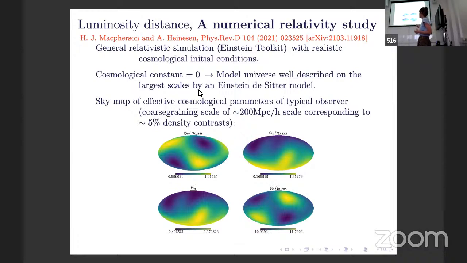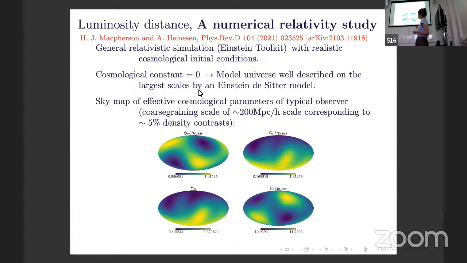So we took the cosmological constant to be 0 in these simulations for practical purposes, but this type of analysis can be repeated with a non-zero cosmological constant. The basic things I will show you are still present when we add a cosmological constant.